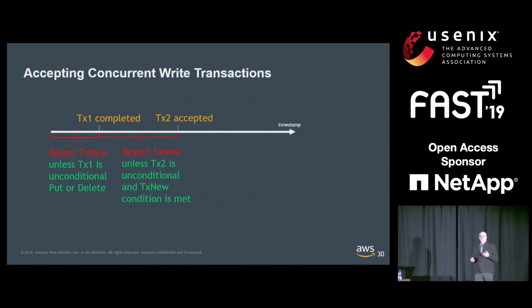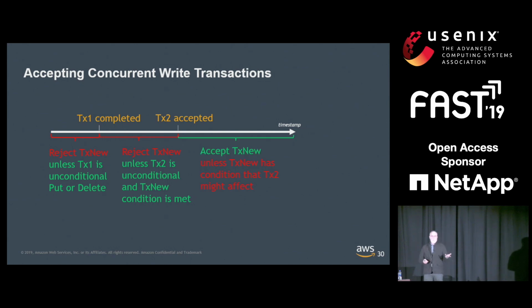If it didn't have a condition, we can go ahead and accept TX new and let TX new jump ahead of the already accepted transaction in the serialization order without causing a problem. This is an example now where we have 2 pending transactions writing to the same item that both have been accepted and both will be pushed forward.